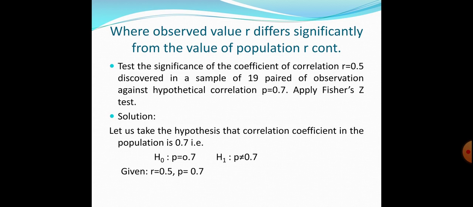And since the sample size is less than 30, that is a small sample test, so you can apply the Fisher's Z transformation test. Let's hope you understand the basic concept of where we have to apply the Fisher's Z transformation test. Now let's take the null hypothesis and the alternative hypothesis: rho is equal to 0.7, that is equal to the population or hypothetical correlation, and the alternative is that it is not equal to the hypothetical correlation. Here r and rho are given as 0.5 and 0.7.